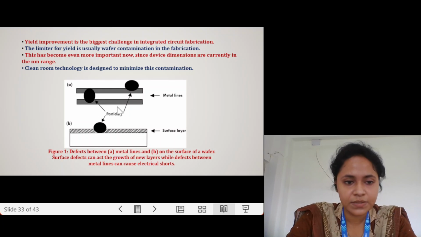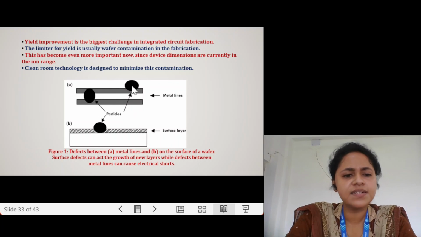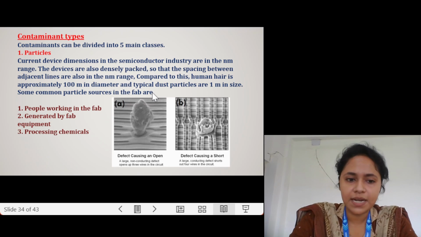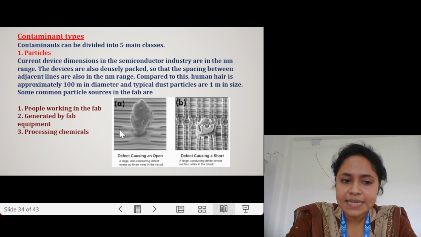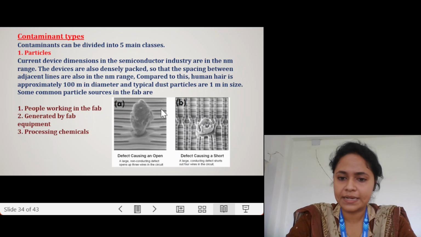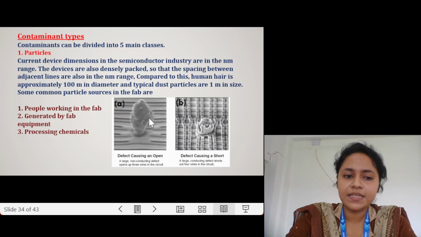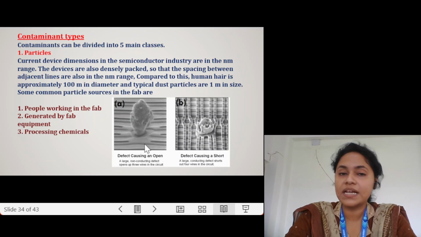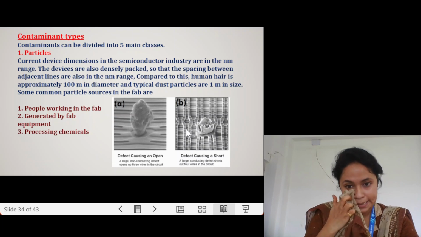So here you see these are the two metal lines and these are the dust particles. If it falls like that, it will short circuit. If it falls like that, it will make an open circuit. I have the same images also. See, these are the conducting lines and this is some sort of dust particle present in the air, and it is falling like this. So what will it create? It will create an open circuit in between these interconnect lines.